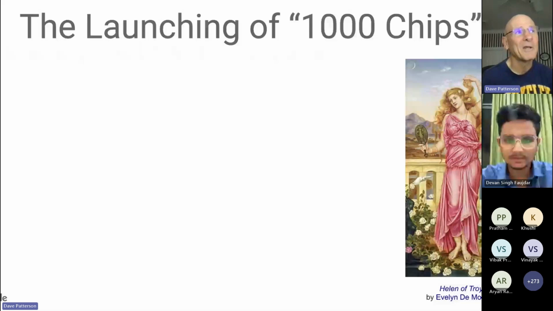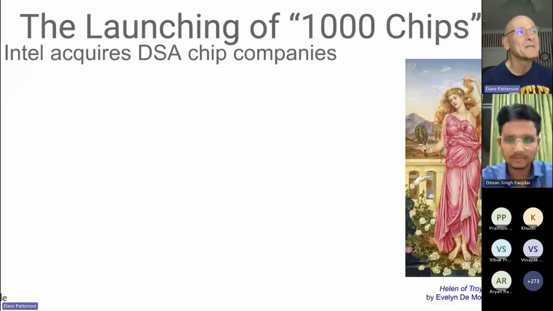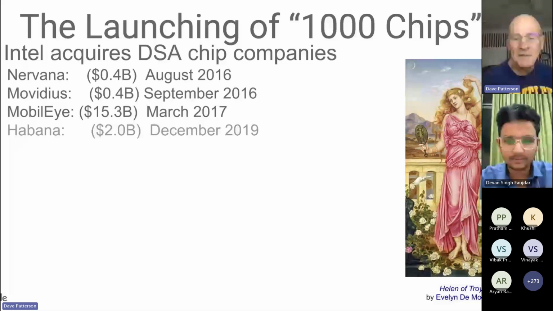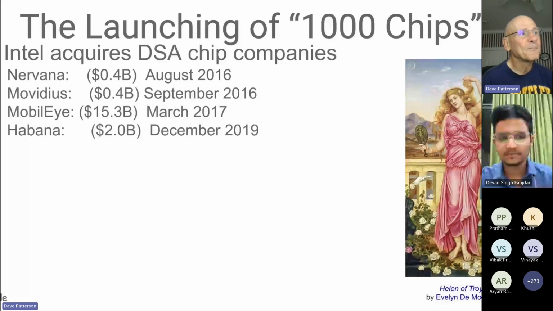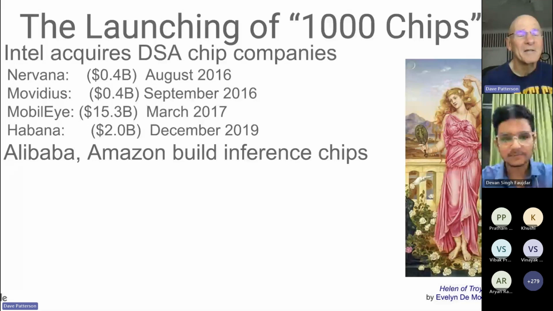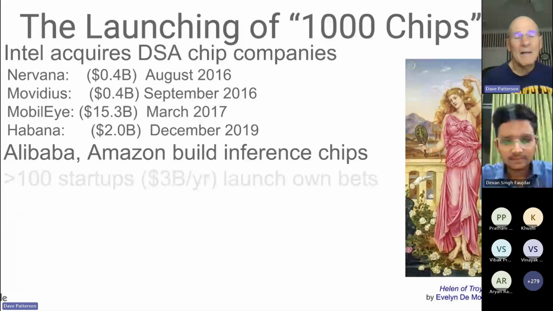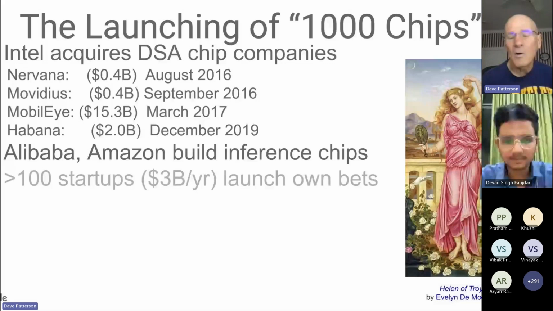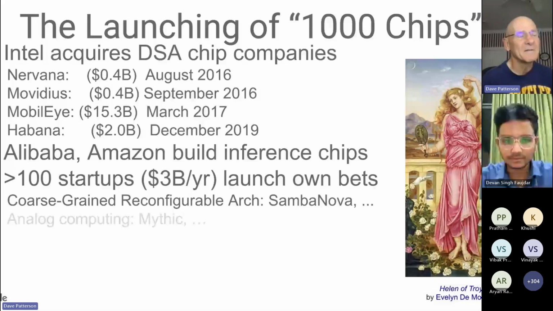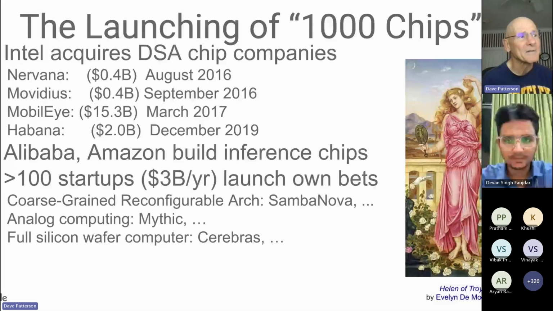Intel, caught flat-footed like everybody else, started buying domain-specific architecture companies: Nirvana, Movidius, Mobileye, and more recently Habana. So billions of dollars to try and catch up. Two of Google's competitors that are hyperscalers, Alibaba and Amazon, decided to build their own inference chips. And then the venture community got involved, with more than 100 startups. They invested about $3 billion per year, and they all had interestingly different computer architectures that were funded to investigate things that maybe didn't work for general purpose computing but might work for these domain-specific architectures.